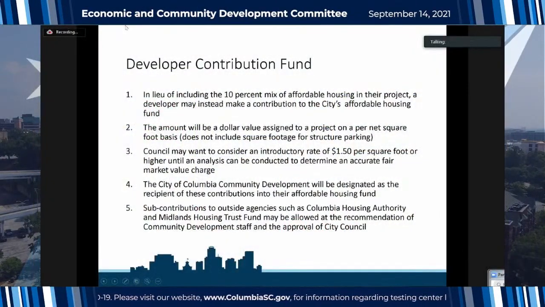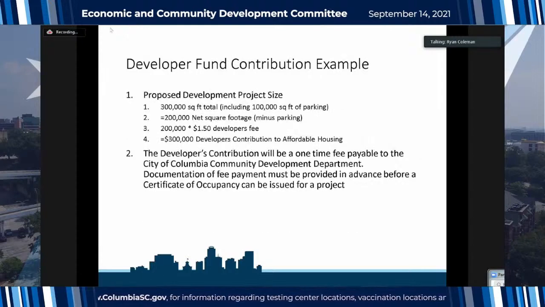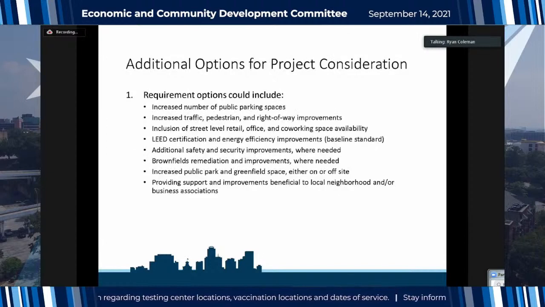So, to outline some suggestions with inclusion, here's what a developer's contribution fund may look like. Just real quick, simple, we modeled it out. And then if we were asking student housing to include other public benefits, such as parking spaces, right-of-way improvements, things of that nature, we covered most of these in the last meeting.